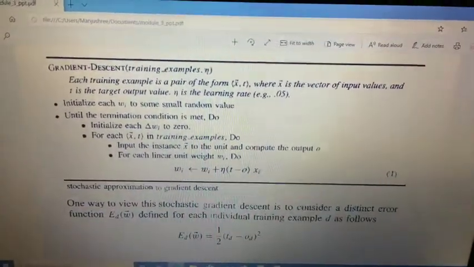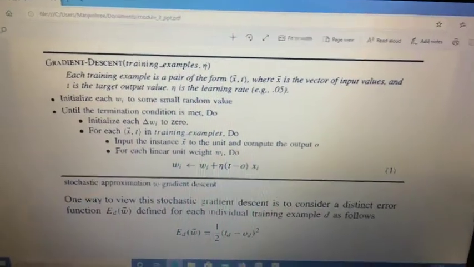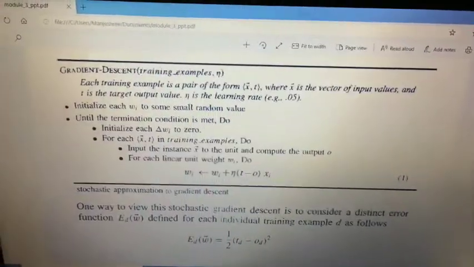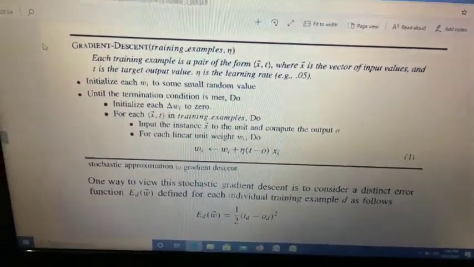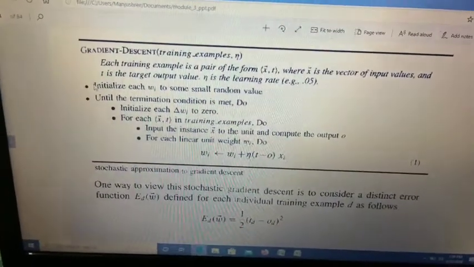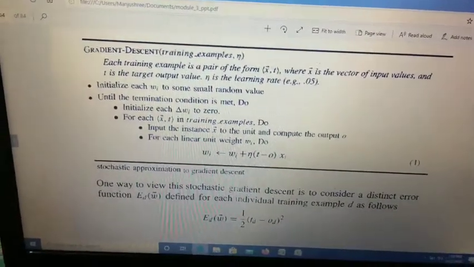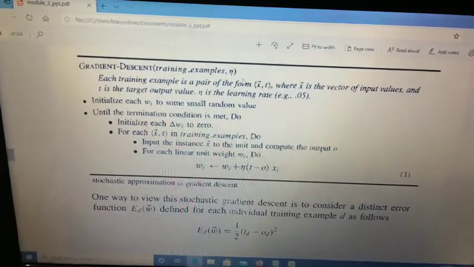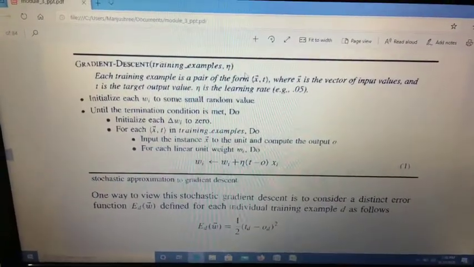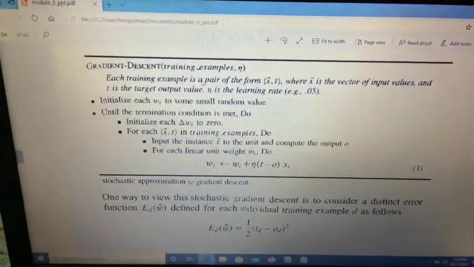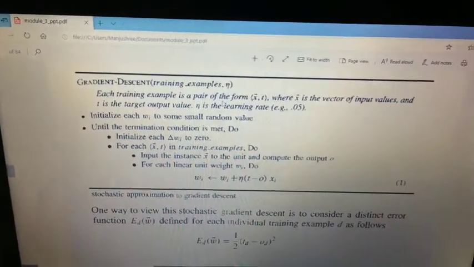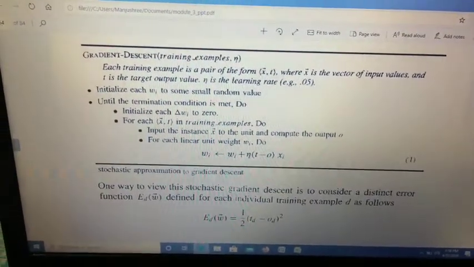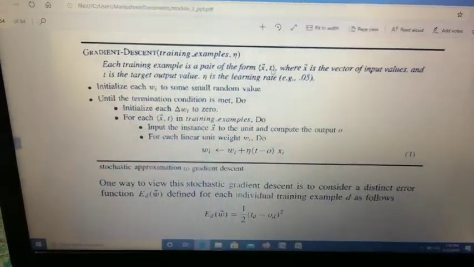In the previous video we saw the stochastic approximation to a gradient descent. Now in this slide we will see a gradient descent algorithm with a stochastic approximation. So we know that in a gradient descent algorithm, first we are going to consider the input, that is an x vector. This x vector indicates a vector of input values, and t indicates the target output. So this input vector and the target output are represented in the form of a pair.